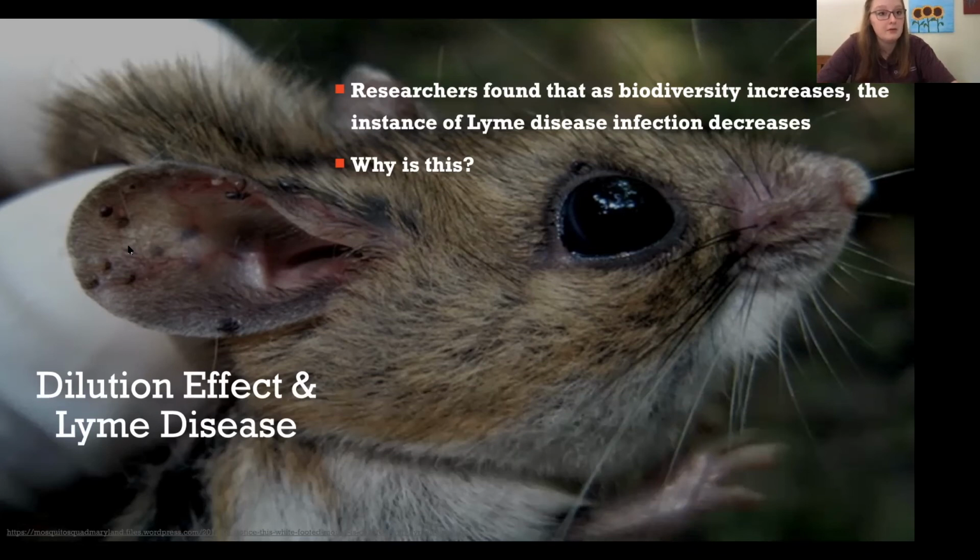Sure, I'd be happy to repeat the question. So researchers found that as biodiversity of the animal population increases, the instance of Lyme disease occurring in all of those animals actually goes down. And based on what we talked about earlier with our multicolored objects in our cup, why do you think that is? It's okay if you still want to guess at this point, because we will talk about the answer, but I wanted to see what you guys thought.